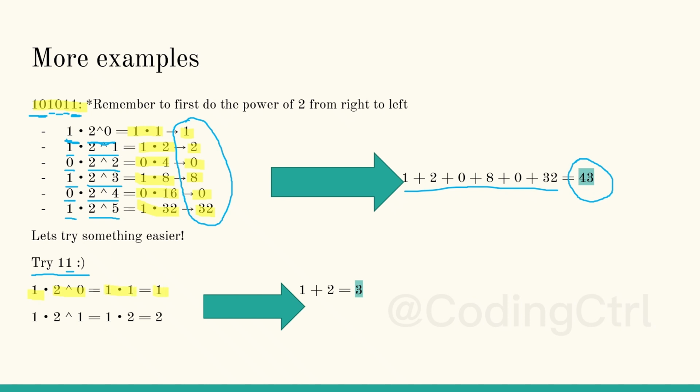Now the next number is also 1. So we're going to be multiplying 1 times 2 to the power of 1, which equals 2. Then after all that, you would add up these two numbers, 1 plus 2, and your final answer will be 3. Good job!